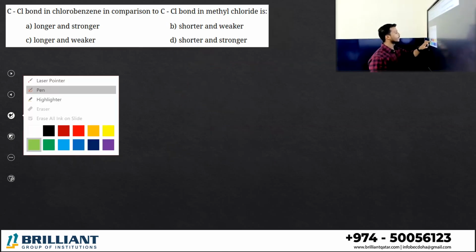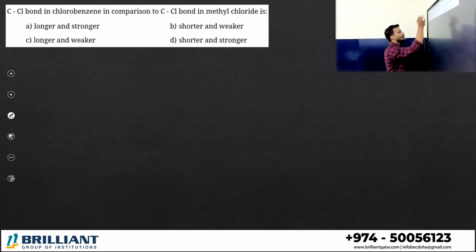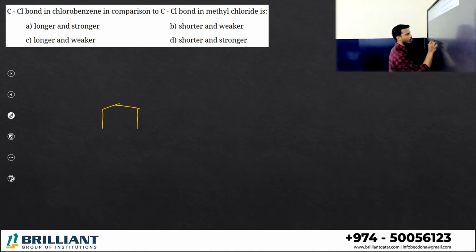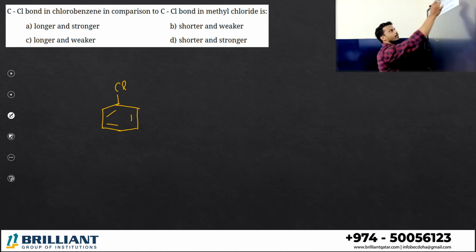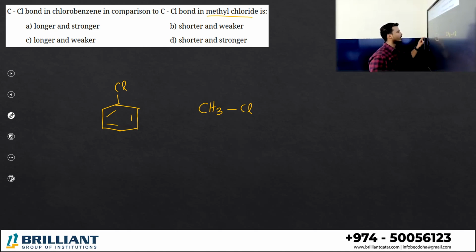Let's go to the next one. The C-Cl bond in chlorobenzene in comparison to the C-Cl bond in methyl chloride is simple. Carbon chlorine bond in chlorobenzene. Okay, let me take chlorobenzene. This is chlorobenzene. What is the other one? Methyl chloride. Okay, CH3Cl is called methyl chloride. What is happening here, student?